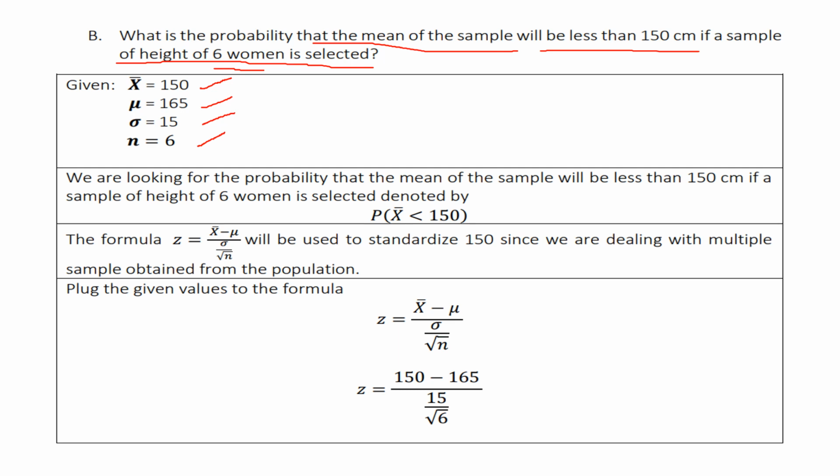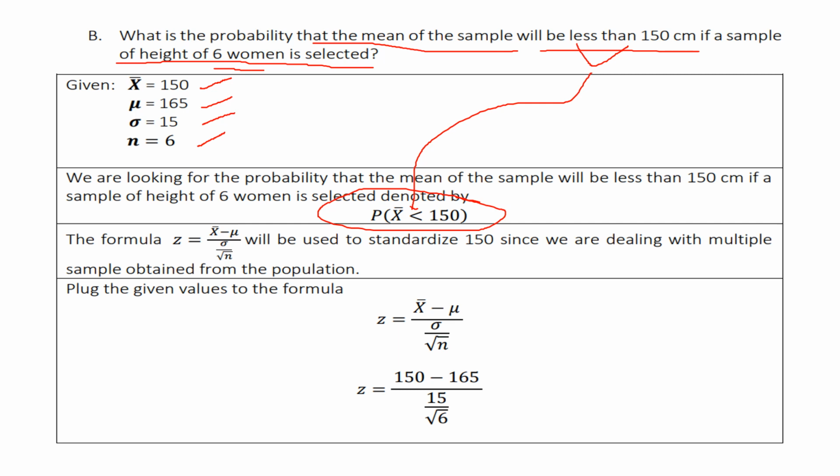So we are looking for the probability that the mean of the sample will be less than 150 cm if a sample of the heights of 6 women is selected. We simply use the probability notation P of sample mean less than 150. There's a keyword here, less than, so we convert these words to a symbol. That's why your probability notation is P of sample mean less than 150, because we assume that your sample mean is less than 150. And what will be the probability that will be mapped on this?